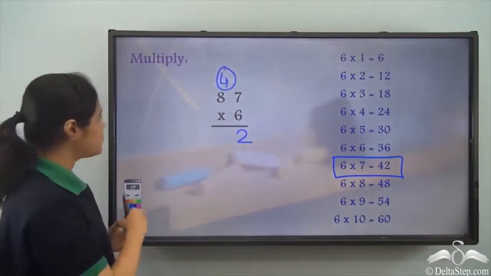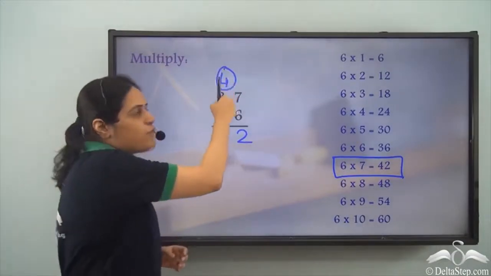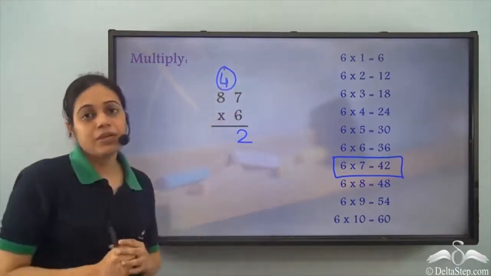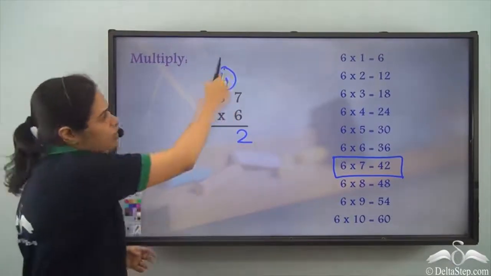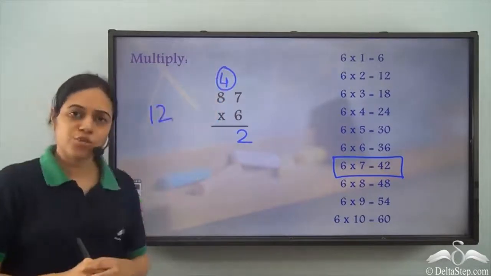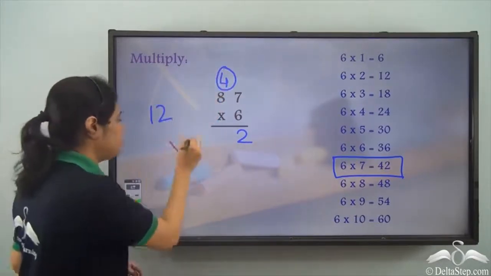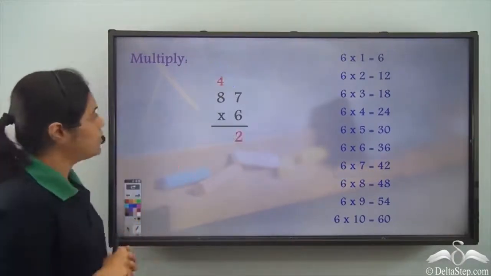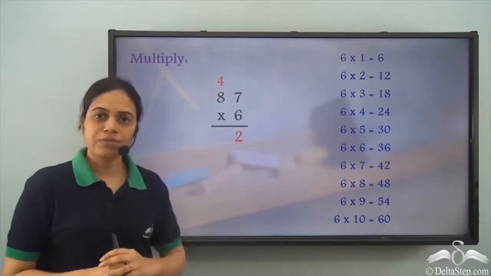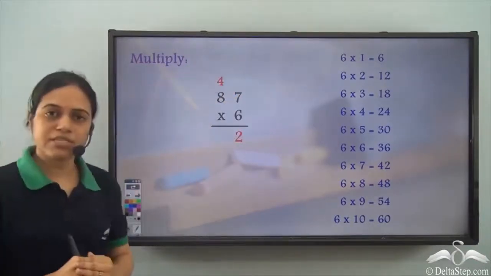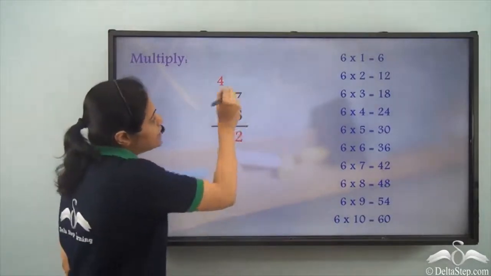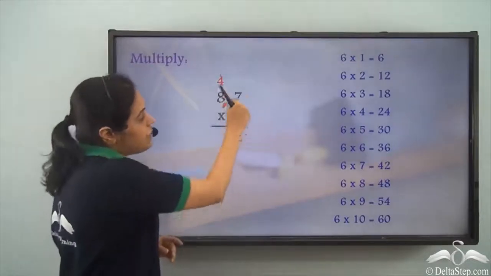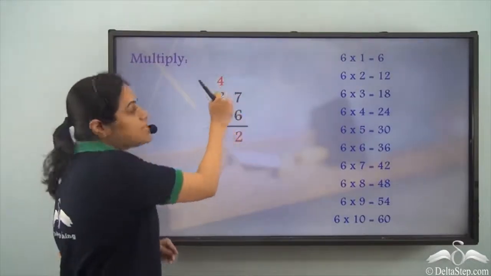Now what do I do? So do I add 4 and 8? In addition, we add these numbers. But in the case of multiplication, do I add 4 and 8 and make it 12? No. I don't multiply like this. Then how do I multiply? This 4 is carried over. So I leave this 4 aside and I multiply 6 by 8. So because I am multiplying, I need to multiply 6 by 7. I need to multiply 6 by 8.